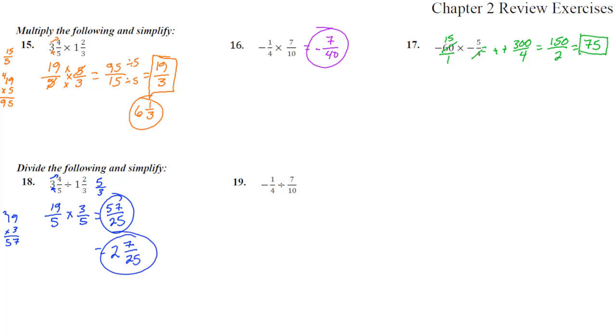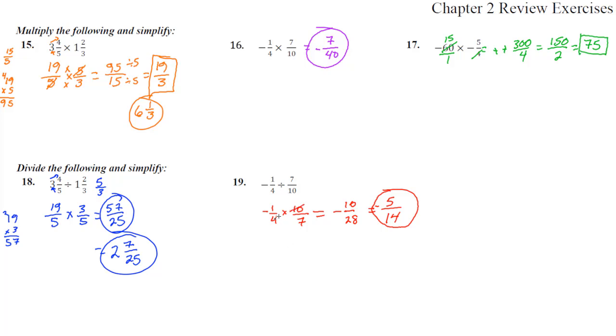All right, and number 19. Negative 1/4 times 10 sevenths. Straight across, 1 times 10 is 10. 4 times 7 is 28. And there's a negative sign. Let me see. We could divide by 2. Divide by 2. And we still have the negative sign there. So negative 5/14 is the answer.